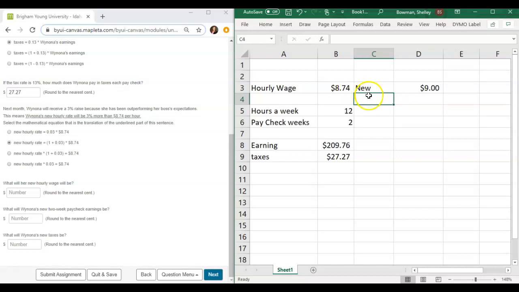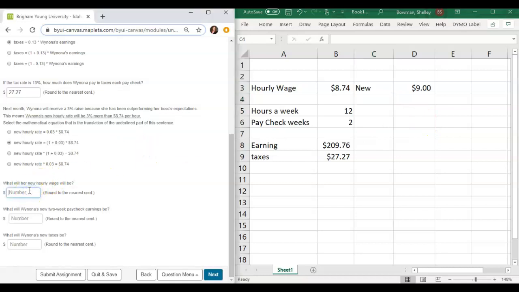And if this was too small, if you missed another video, these hashtags or number signs just mean that your rows or your column is too small. It's squishing the numbers, so it can't tell you what's in there. Okay, so the new hourly wage will be $9, and it wants you to round to the nearest cent. So make sure you put 0.00, even though there's nothing beyond that.